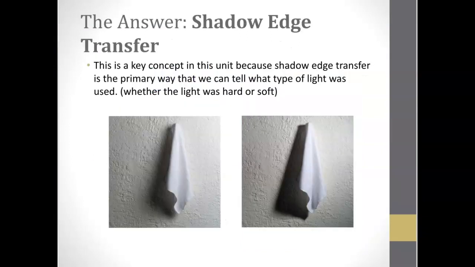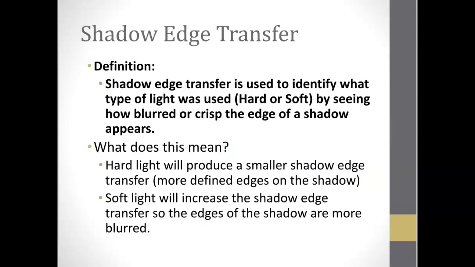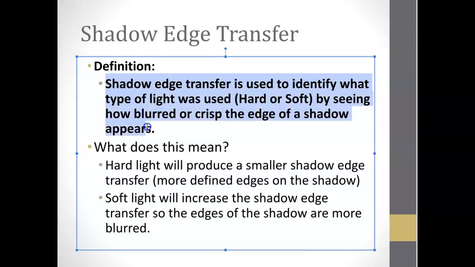The reason that there are different qualities of light and our eyes are noticing them is that we're looking at something called shadow edge transfer, which is us looking at the edge of a shadow and seeing how that edge is dispersed. Here's our definition of shadow edge transfer. So we're looking at the edge of the shadow to identify what type of light is being used, whether it's hard or soft, by seeing how blurred or crisp the edge of the shadow is.